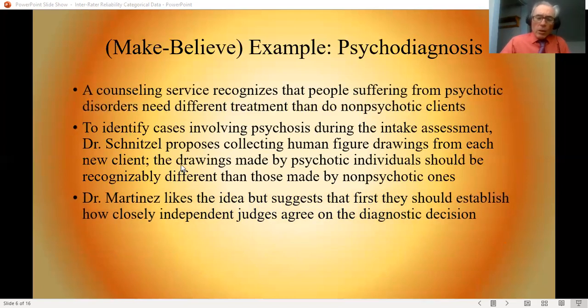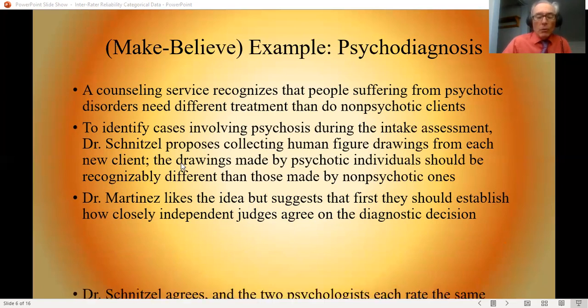Dr. Schnitzel's colleague, Dr. Martinez, says that's a good idea, but really we ought to establish whether we're on the same page here first. So if we're going to be the two people looking at evaluating these drawings, we're not always both going to look at every individual patient. So, are we being objective here? Are we arriving at similar conclusions?